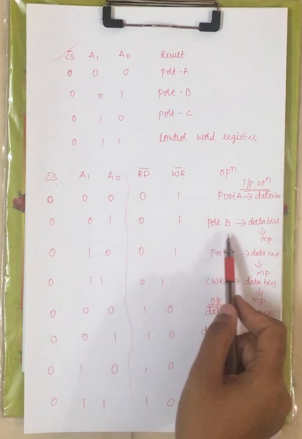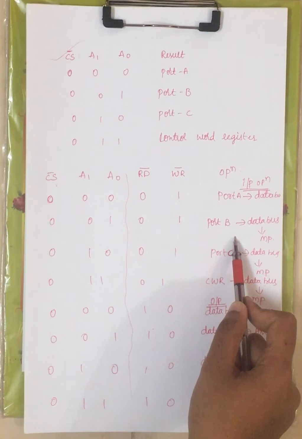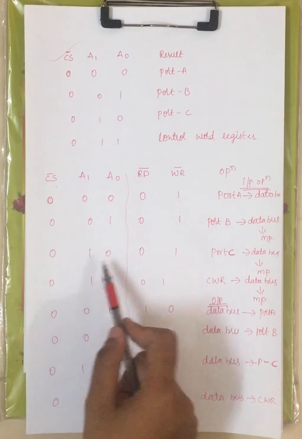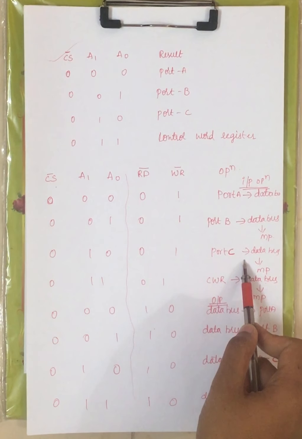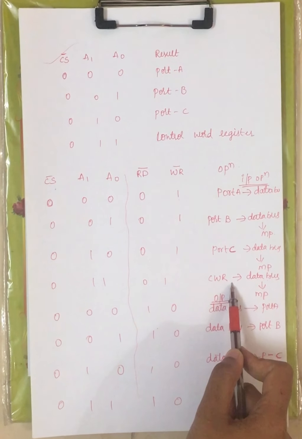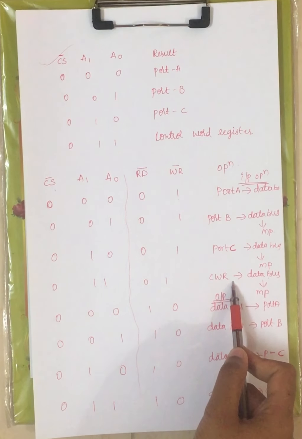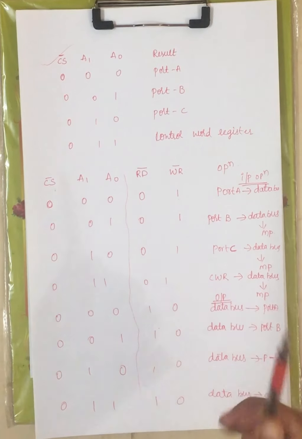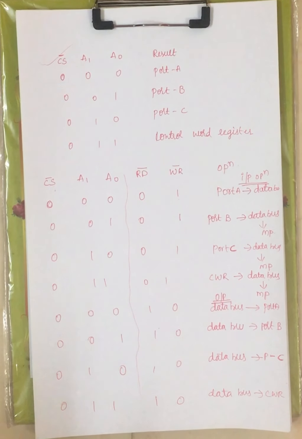Now for 001, the microprocessor will read the data from port B, right? For 010, the microprocessor will read the data from port C, right? Now for 011, the microprocessor will read the data from the control word register through the data bus. The data bus is responsible for transferring the data between the 8255 and the microprocessor for read operation or write operation, right?